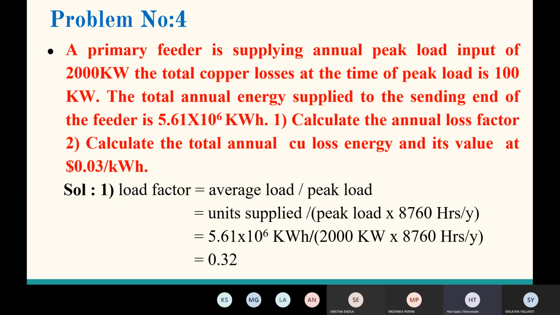Once again, read the question. A feeder supplies 2 megawatt to an area. Full stop. The total losses at peak load are 100 kilowatt. The units supplied to that area during a year are 5.61 million. Full stop. Calculate the loss factor and average power loss.